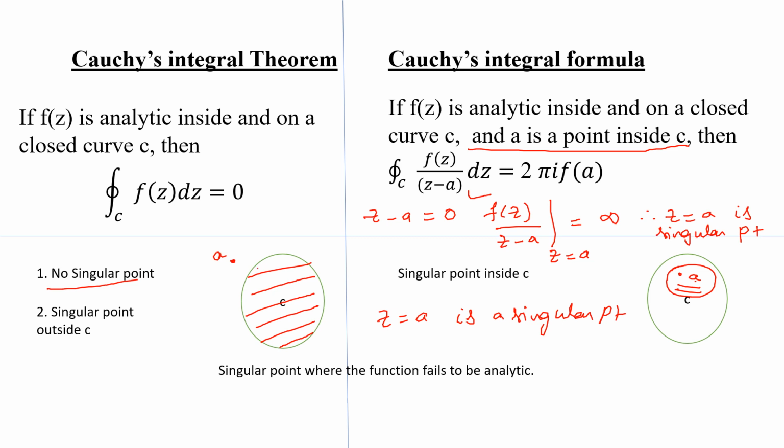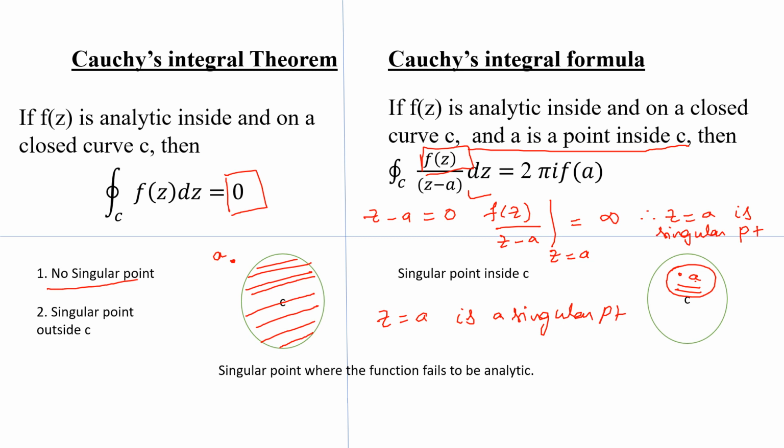And if there are no singular points, or if a singular point lies outside, then we use Cauchy's integral theorem, where its integration value is equal to 0. Whereas in Cauchy's integral formula, the integral of f of z upon z minus a dz is equal to 2 pi i multiplied by f of a, where f of a is nothing but f of z with the numerator z replaced by a. Okay, so if there is a singular point inside a closed curve C, then we use Cauchy's integral formula.